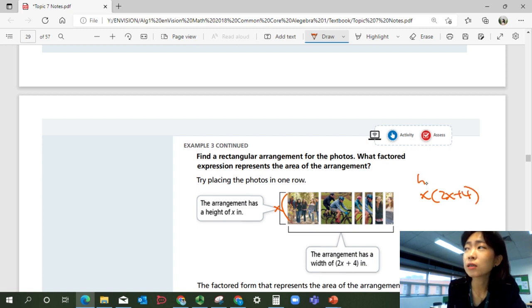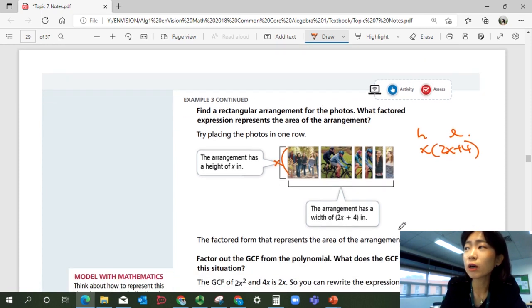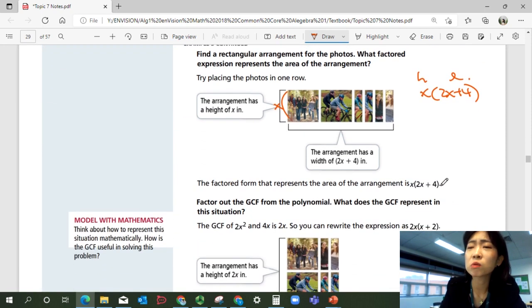That gives us the different dimensions, the height and the total length of these photos all together. So the factored form gives you different dimensions. That is why it's helpful to factor polynomials in the real world.